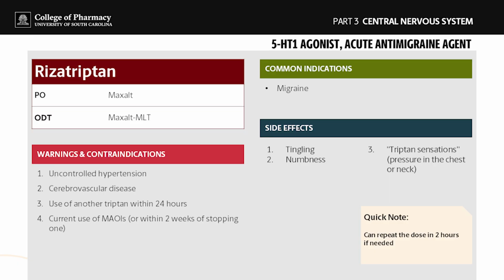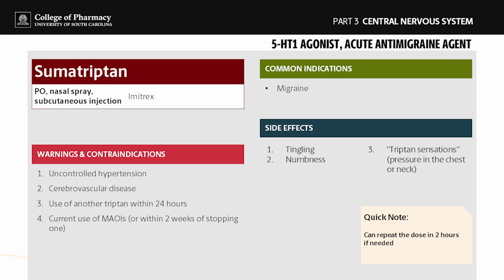Another one would be rizatriptan. The by-mouth version is called Maxalt, and the ODT, remember what ODT stands for? Oral dissolving tablet, Maxalt-MLT. If you look, its common indication is the same, migraine, with the same side effects and the same warnings and contraindications. You can repeat this dose in 2 hours if you need it.